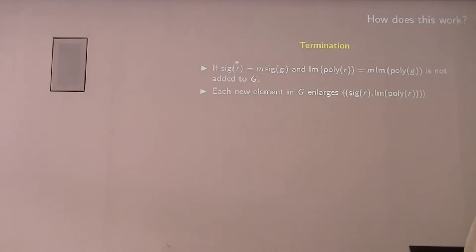Okay, so let us get a short overview of why this works. Why does this terminate? If our element R is a multiple on the signature and on the polynomial side, then we don't add it to G, so we do not get an infinite loop. Each new element we add to G enlarges the monomodule, and this can only have finitely many generators. This is something we presented in our ELAGB paper last year, John Perry and I.